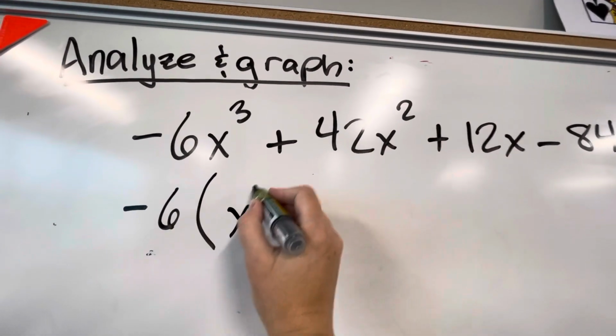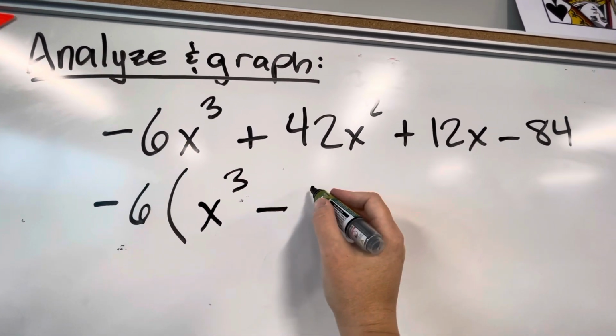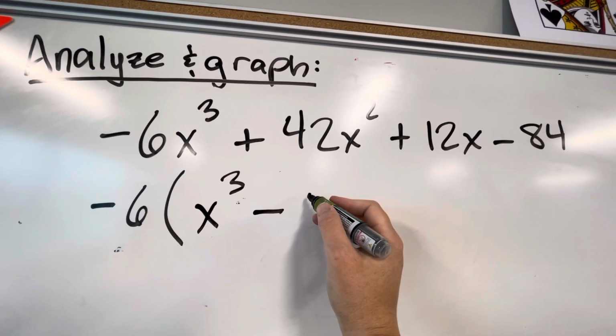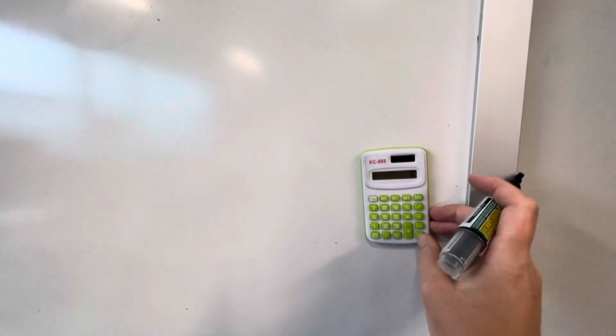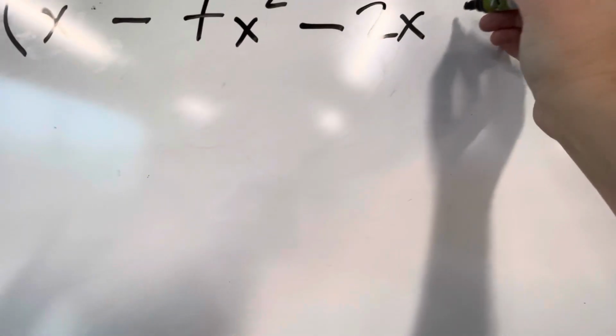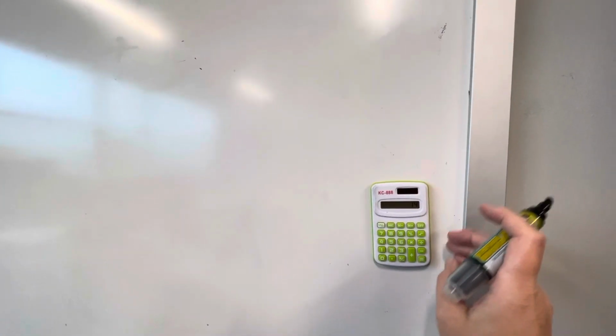so an x cubed minus, let's see, 42 divided by 6 is 7, x squared, and then this one is going to be minus 2x, and this one's going to be plus 84 divided by 6, 14.